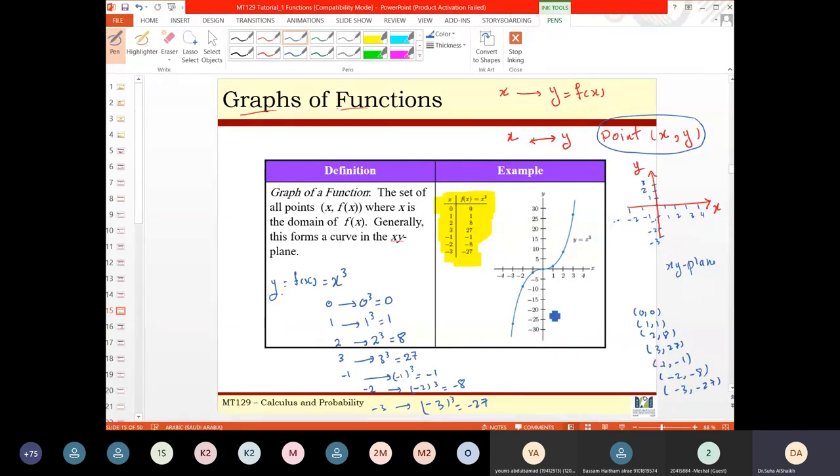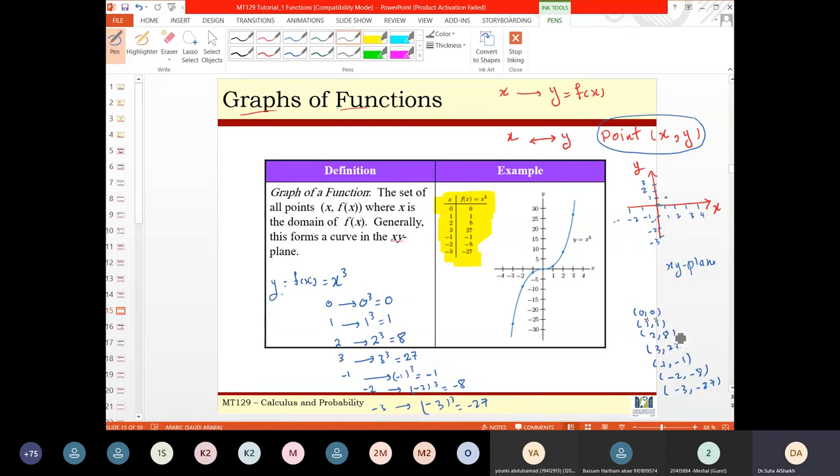We sketch the points. How do we draw the points? If I say I have the point (0, 0), it means the x moved 0 and y moved 0. So it's this point here. If I say (1, 1), it means x is 1 and the y in front of it is 1. So the x moves by 1 and the y moves by 1. So this is the point.